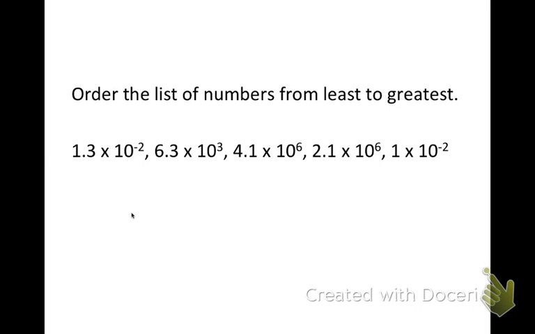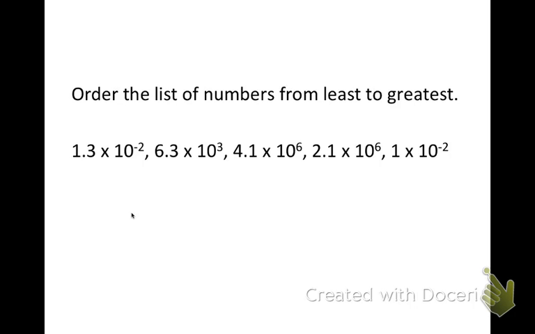Can you now order numbers from least to greatest, given them being in scientific notation? All right, let's give people a chance to write these down. Your first number that you should be writing down in your notes, gentlemen, is 1.3 times 10 to the negative 2 power, 6.3 times 10 to the 3rd power, 4.1 times 10 to the 6th power, 2.1 times 10 to the 6th power, 1 times 10 to the negative 2 power. So we're going least to greatest, so smallest to largest.